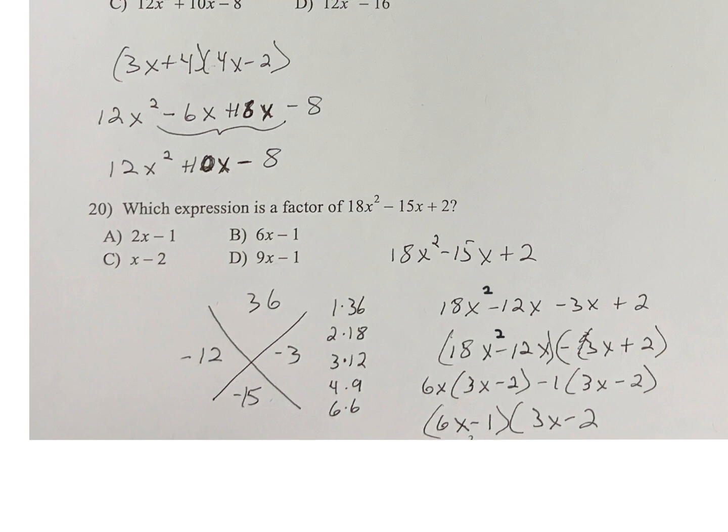So in our final answer, you'll see here we have this common binomial of 3x minus 2, but that's not one of your answers. Okay, it's not one of the answers, but the other term we get from the 6x and the minus 1, and we put those together, 6x minus 1, and you will see that that's right here, 6x minus 1, and your answer is B.